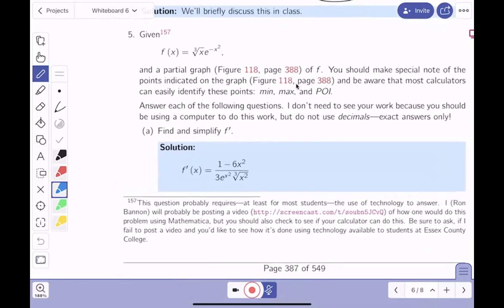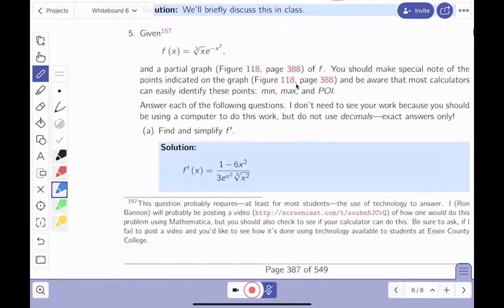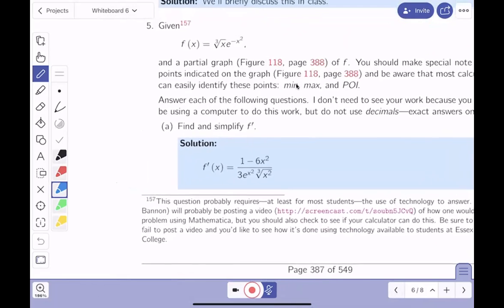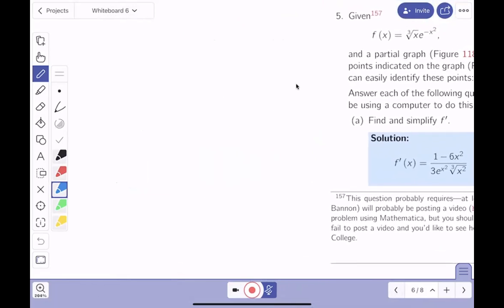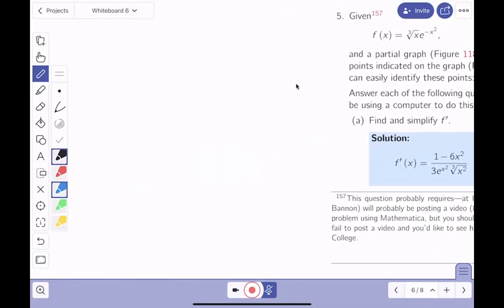Let's take a look at this one over here. I'm seeing that they give me a function, and they're kind enough to give me a graph, and they ask some questions about it, and I'm going to go through it with you. I want to see if I can get that derivative. I'm going to write this over here for you. So f of x equals x to the 1/3 times e to the minus x squared.